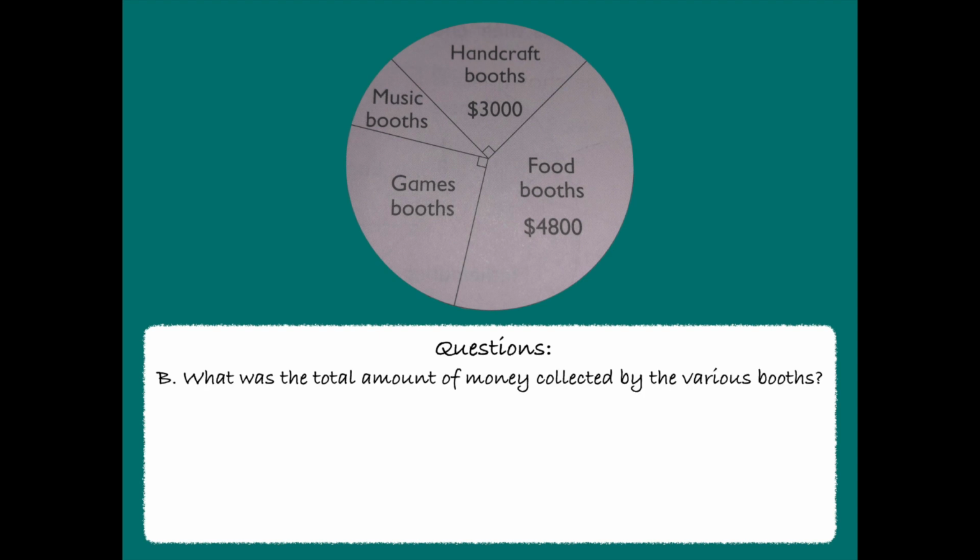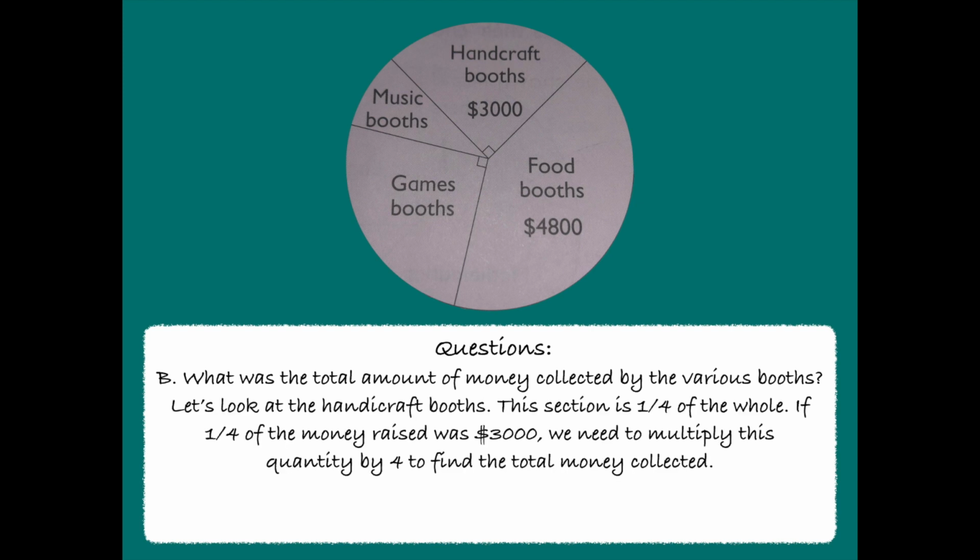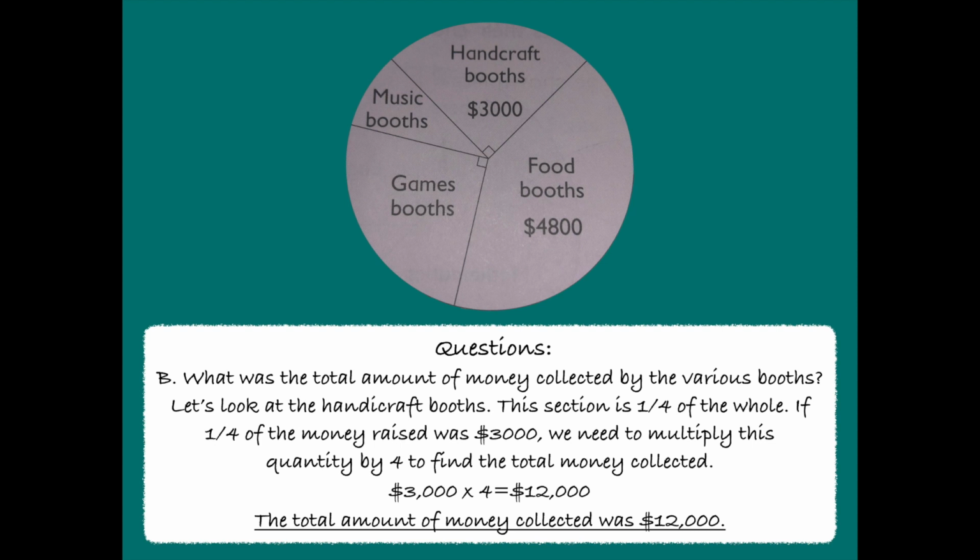Question B. What was the total amount of money collected by the various booths? Let's look at the handicraft booths. This section is 1/4 of the whole. If 1/4 of the money raised was $3,000, we need to multiply this quantity by 4 to find the total money collected. $3,000 times 4 equals $12,000. The total amount of money collected was $12,000.